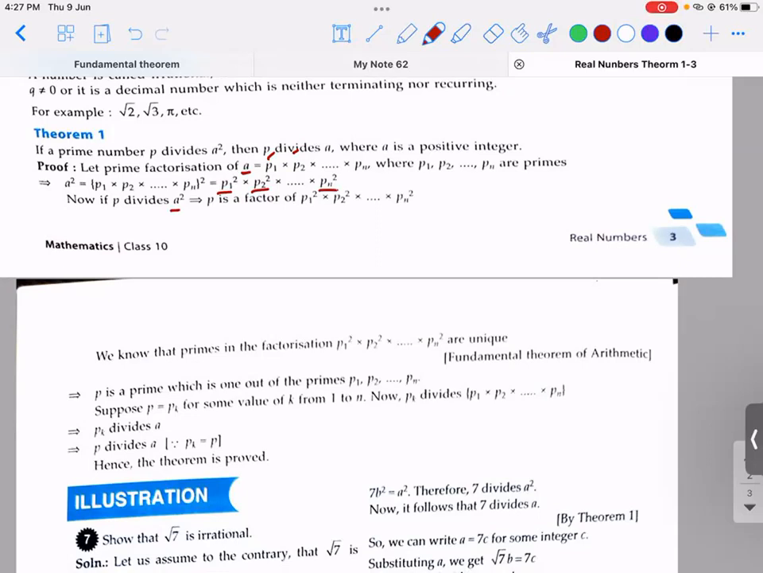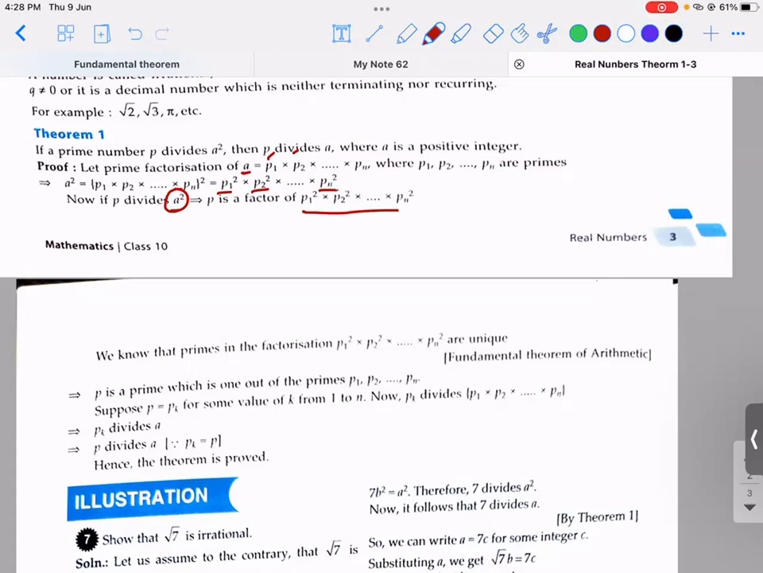If p divides a square, can I say p is also one of the factors of this? Guys, are you able to understand what I'm saying? Do you know the proof for this, by the way? Did you learn the proof? No, right? So I'm just making you think. The proof is, I'm repeating, not very important from your exam perspective, but it definitely improves your thought process. You will understand how you're supposed to read a theorem. That is what I see many people mistake.